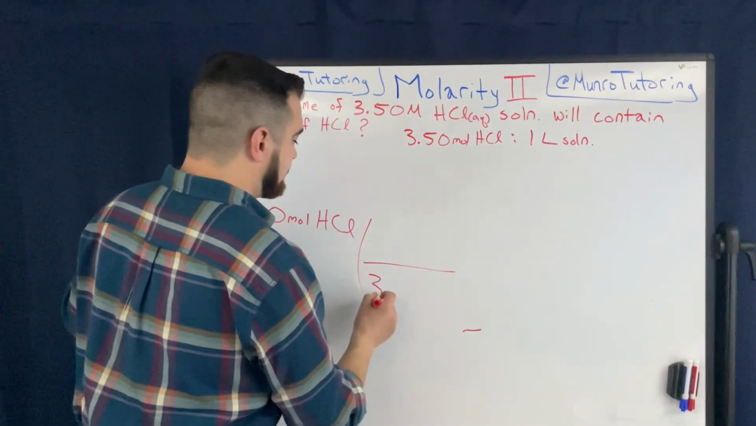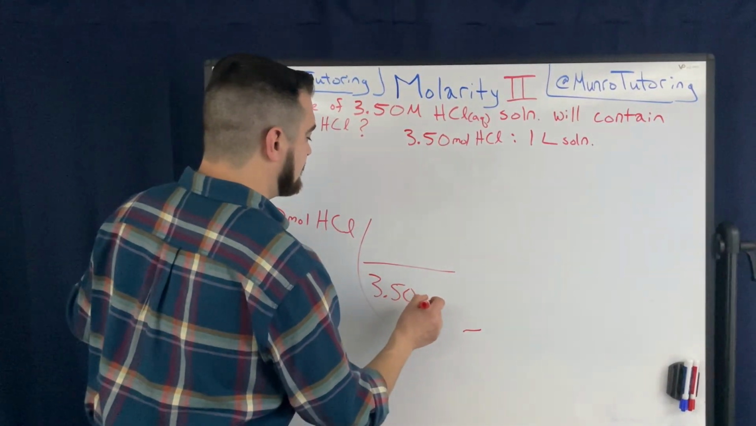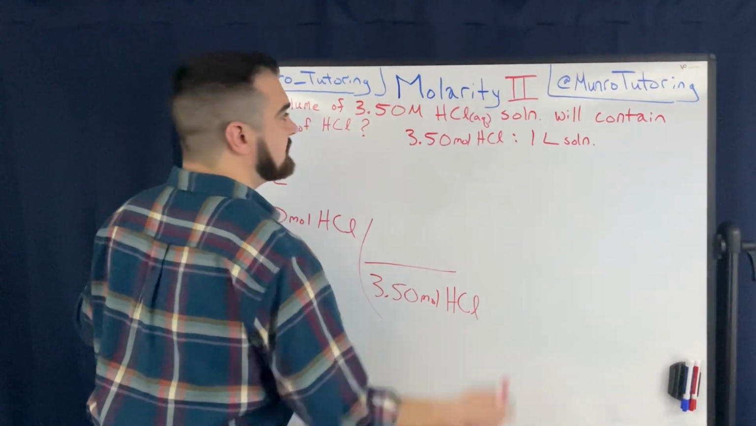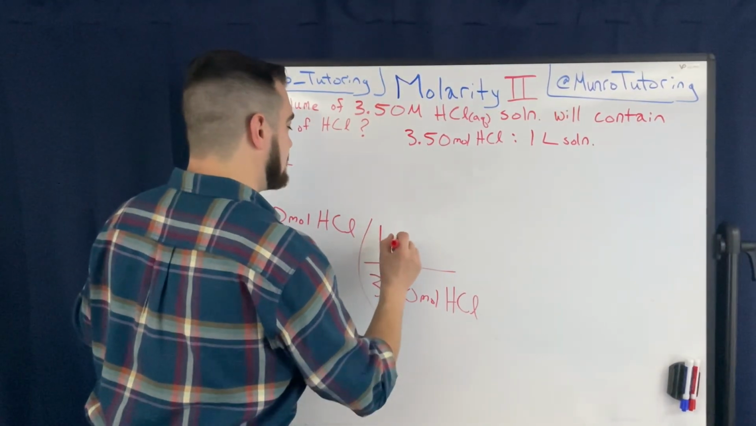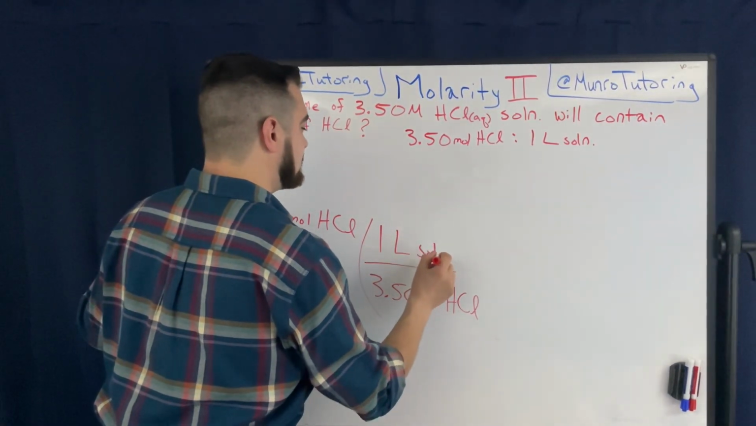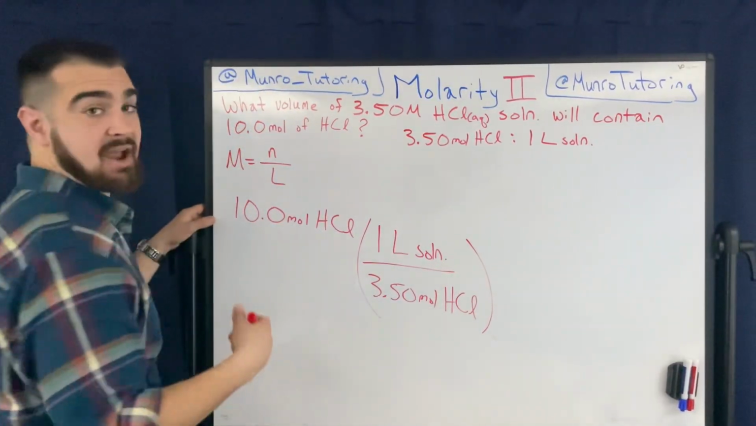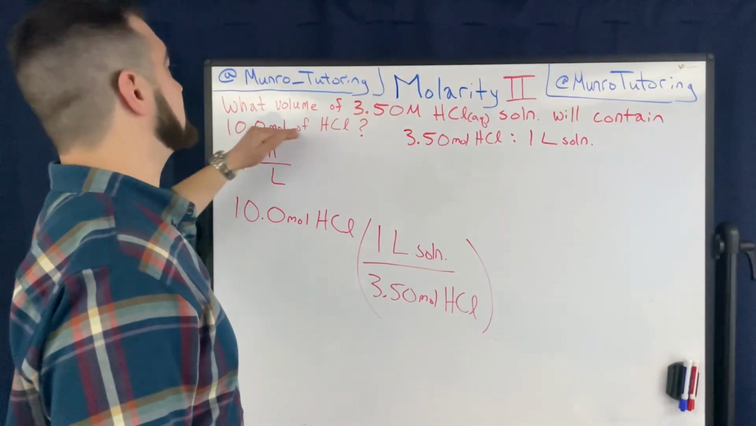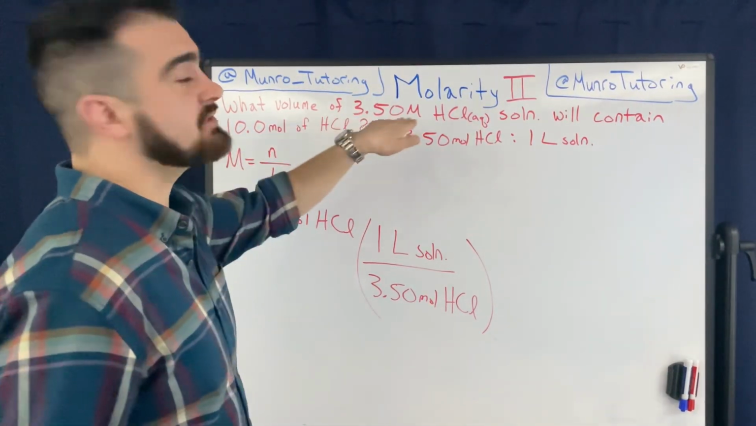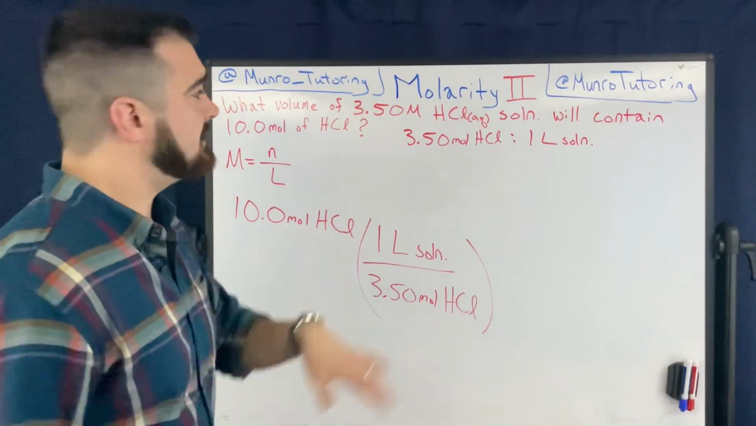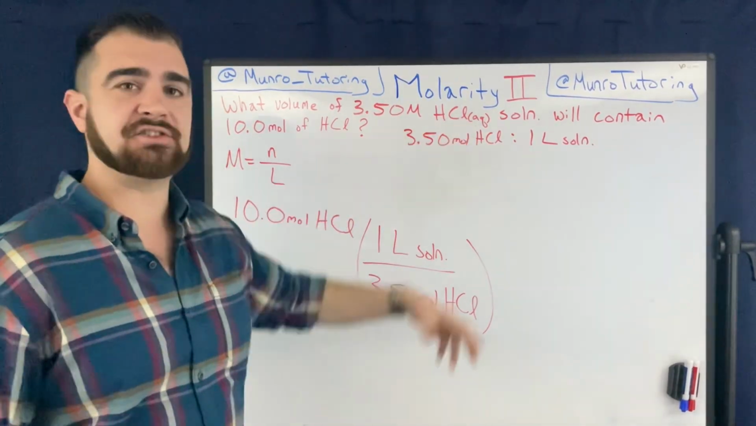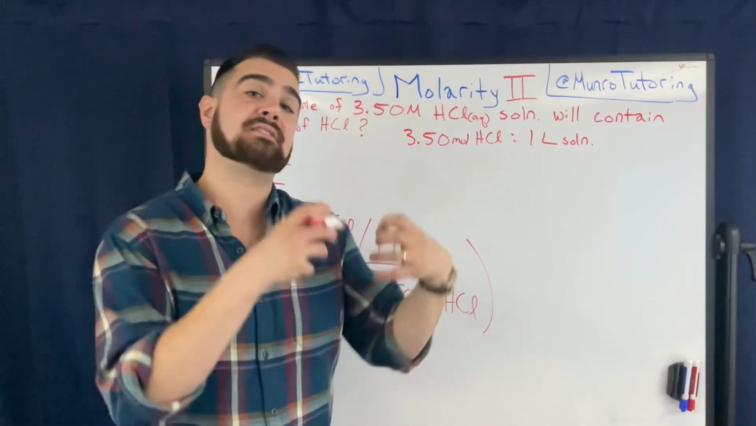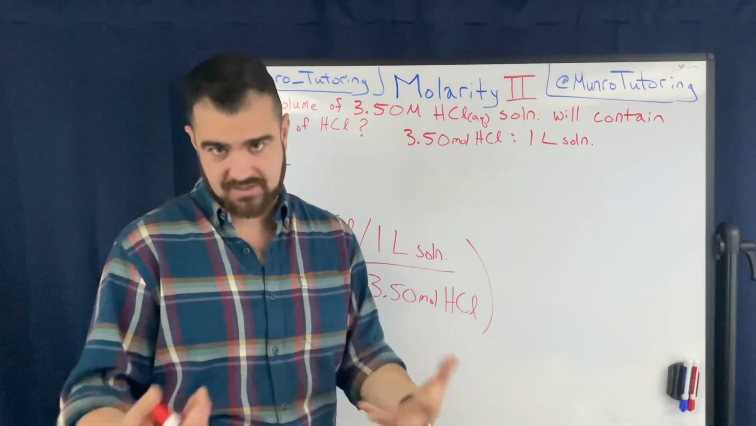So let's do 3.50 moles of HCl. And on the top now is going to go 1 liter of solution. And they're asking for the volume of the solution that we need in order to get 10 moles of HCl if the concentration is 3.50 molar. And by the way, that little aq at the end of HCl just means aqueous, which is just indicating that the hydrochloric acid, that HCl, is dissolved in the solution, in water specifically.